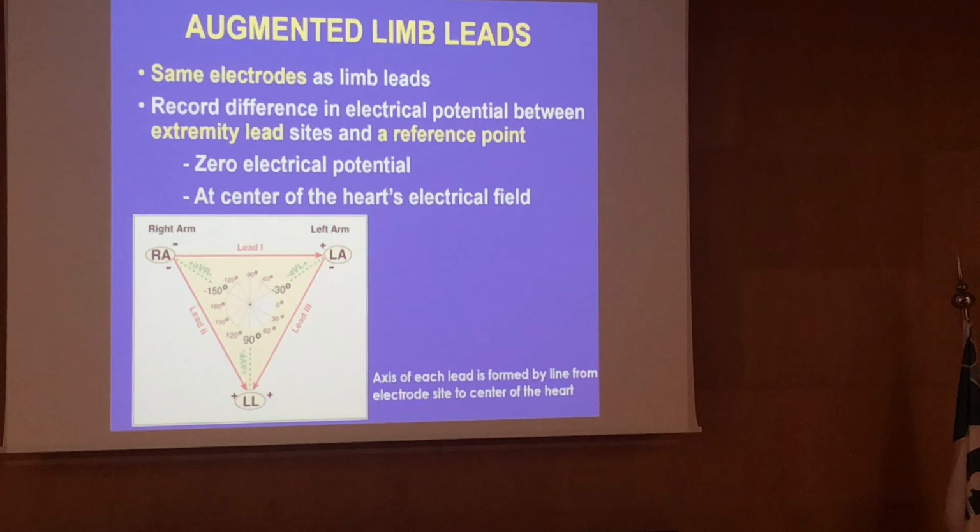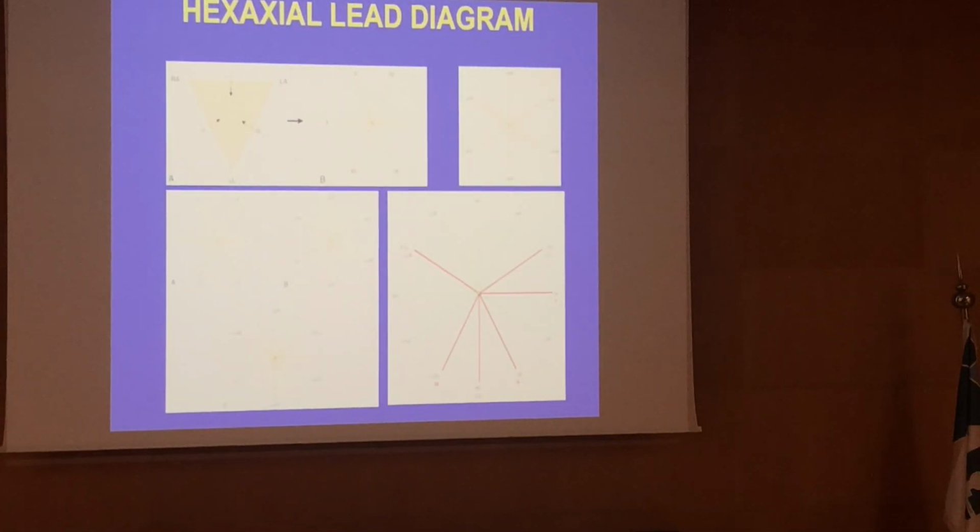If I join these 3 true bipolar with the 3 augmented vectors, which is unipolar, we have the 6 limb leads. The 6 limb leads. And these 6 limb leads look at the frontal plane of the heart. This may look a little bit hazy there, but you have this in physiology before. So this is lead 1, this is lead 2, and this is lead 3. It's called the inferior triangle. This is a triangle.